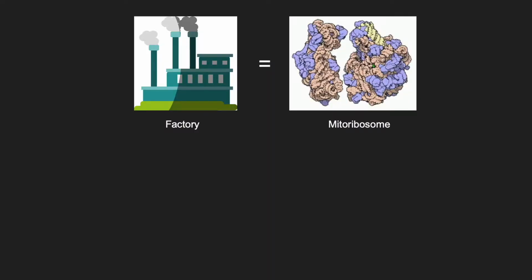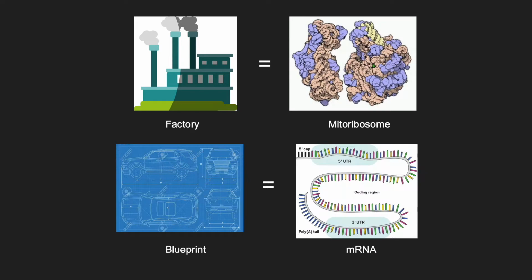Here's a metaphor to better understand how the mitoribosome functions and the different pieces it needs to be functional. Imagine that the entire mitoribosome is a factory that manufactures cars. The mRNA is the blueprint for each car. Each protein is a different type of car.